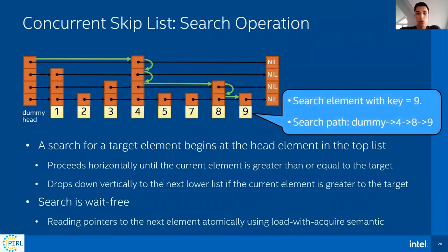So let's look at how the search operation actually works. In this example, we try to find the element with key 9. A search begins at the dummy node head and proceeds in the topmost layer until nil or an element with a greater key is found. We then descend to the lower level and repeat the procedure. And reading all pointers is done via atomic reads with acquire semantics.